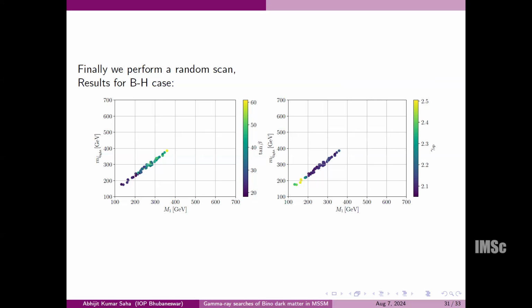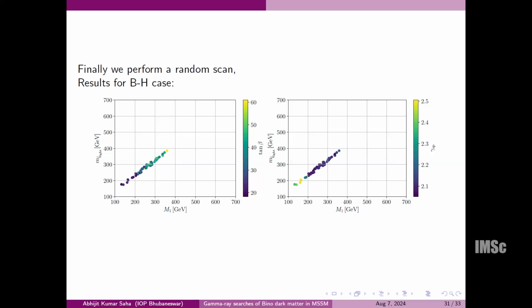Lepton mass. So you see a linear behavior between the lepton mass and your neutralino mass, because, as I said, the lepton coannihilation matters for Bino dark matter in order to satisfy the relic density. So it almost gives you a linear plot. On the right side, the plane is the same, but here the colors indicate the required gamma sp value.